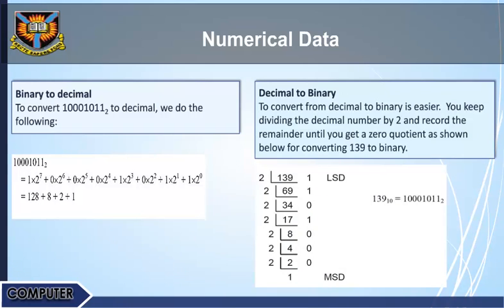Let us briefly look at the conversion of numerical data from binary to decimal and vice versa. Binary to decimal. To convert 10001011 base 2 to decimal, we do the following. Decimal to binary. To convert from decimal to binary is easier. You keep dividing the decimal number by 2 and record the remainder until you get a 0 quotient, as shown below for converting 139 to binary.